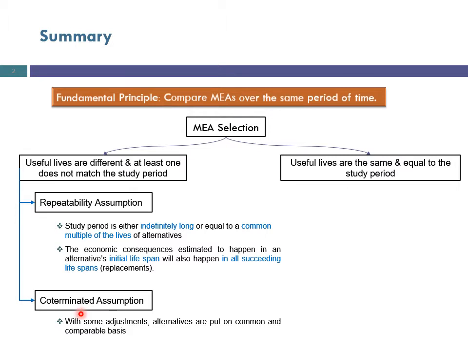The second assumption is the so-called co-terminated assumption, in which, by making some adjustments on the project cash flows, we put these alternatives on a common and comparable basis. So we will see the details of these assumptions.